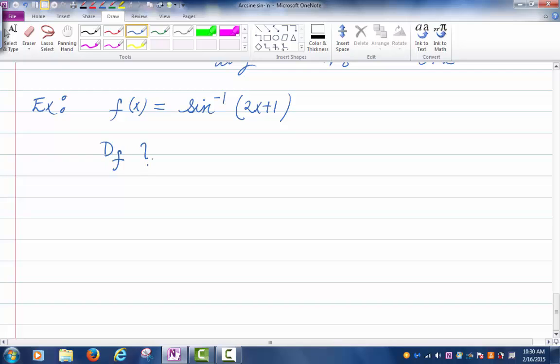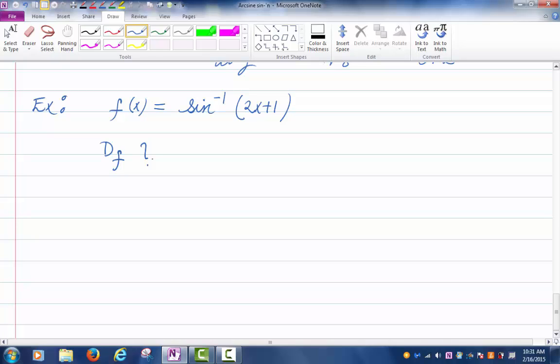These sorts of problems are trying to see if you understand what the domain of the sine inverse is and how it relates to the domain of this function, right? What do I need? If I say sine inverse of a certain quantity, that quantity has to be where? I can apply the sine inverse function to what numbers?